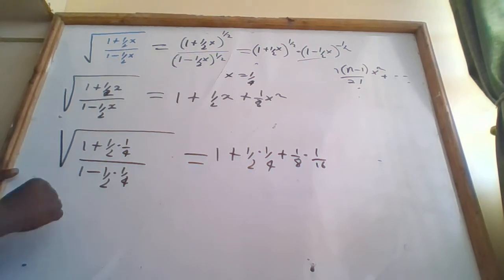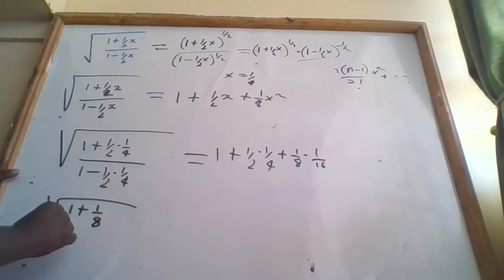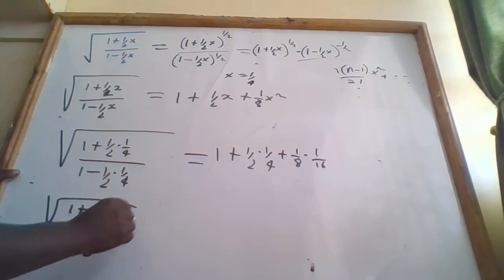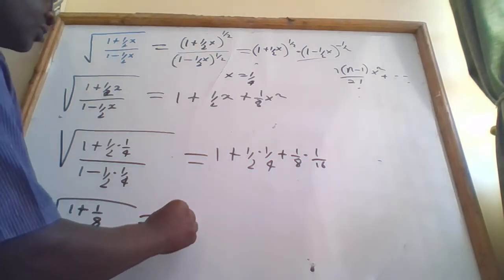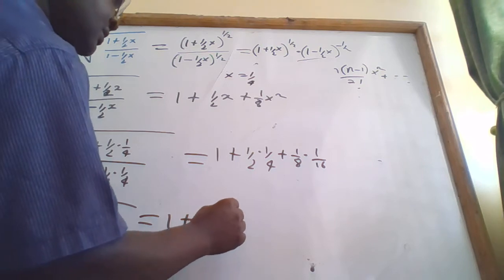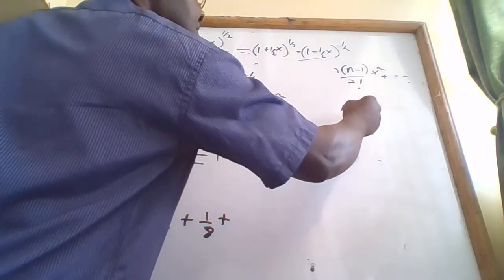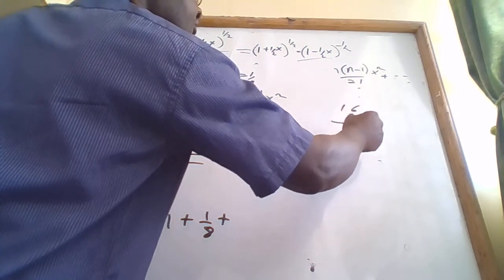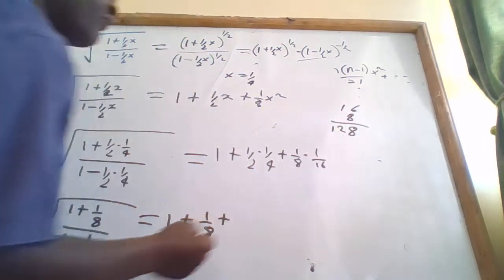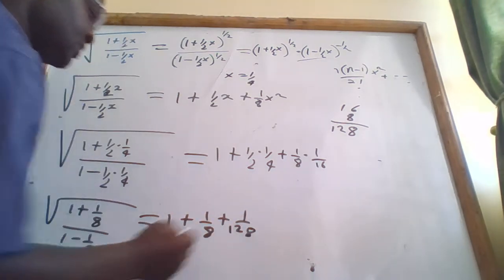So this is the same as the square root of 1 plus, when you multiply, 1 all over 8, over 1 minus 1 all over 8, equals 1 plus 1 all over 8, then plus 1 over 16 times 8, which is 128.